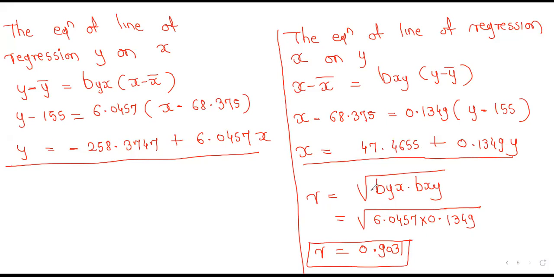And finally, we find the coefficient of correlation by using the coefficients of regression, that is square root of byx into bxy. So we get the value of coefficient of correlation as 0.9031. So the value of r is positive. So we can say that there is a positive correlation between the given values. Okay, now write down the next example.